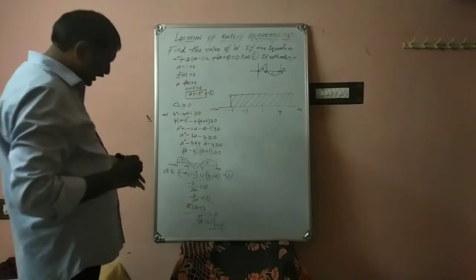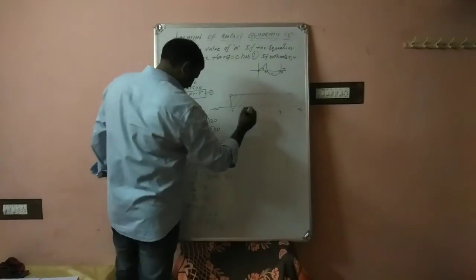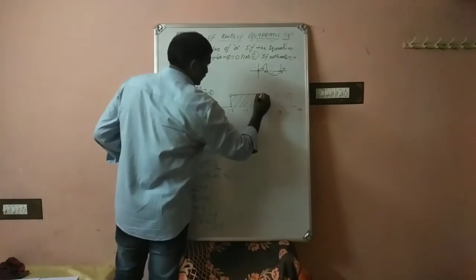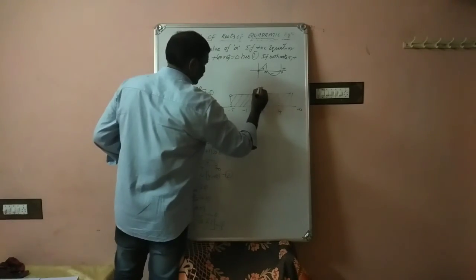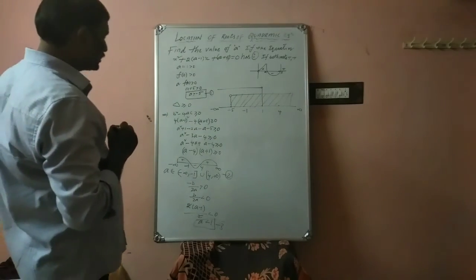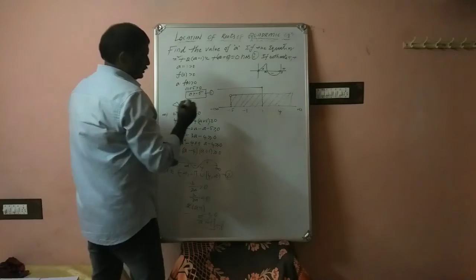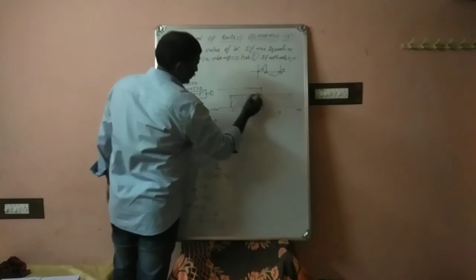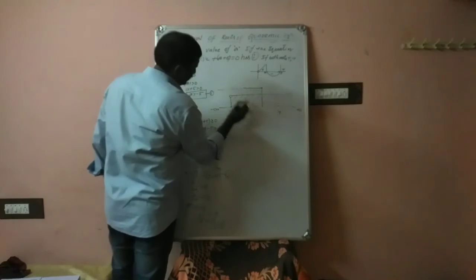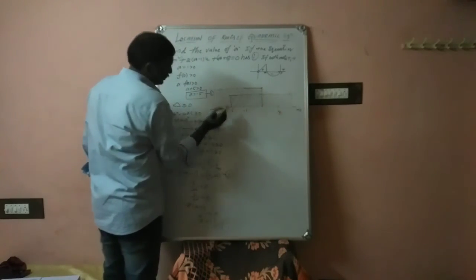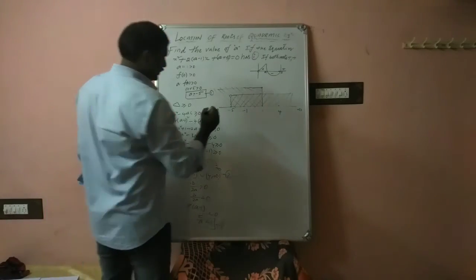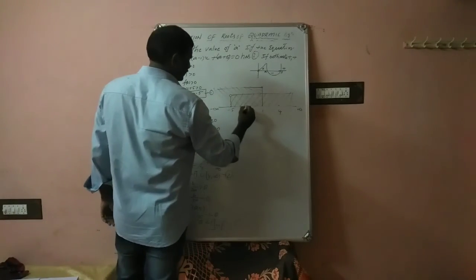Next one, a less than 1. A less than 1. So where is 1 here? A is less than 1. Delta is greater than or equal to 0. So what is the graph for this? This is the graph. Next one, last one. Minus infinity to minus 1. Minus infinity to minus 1.